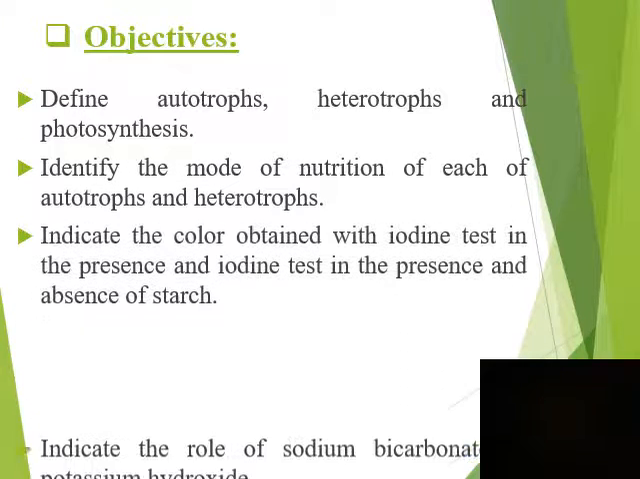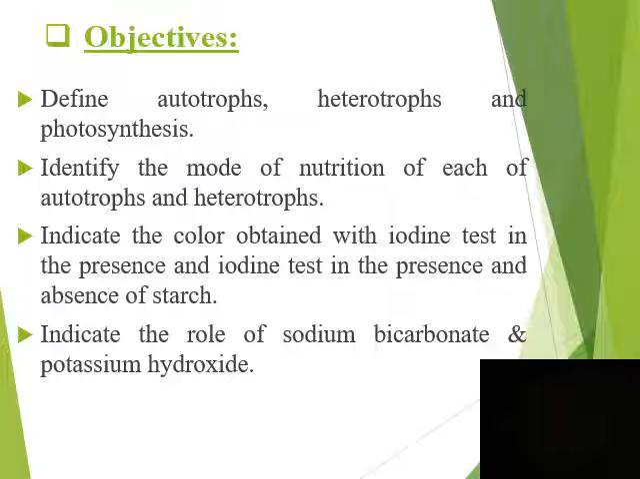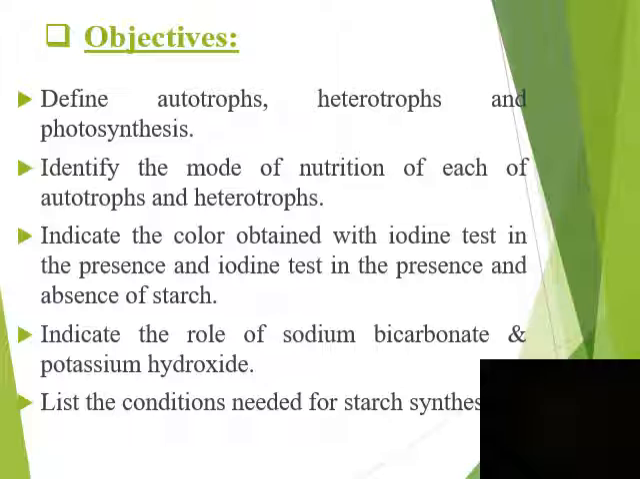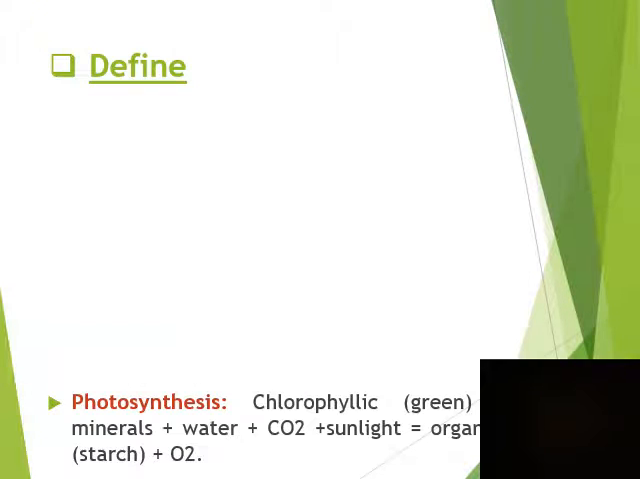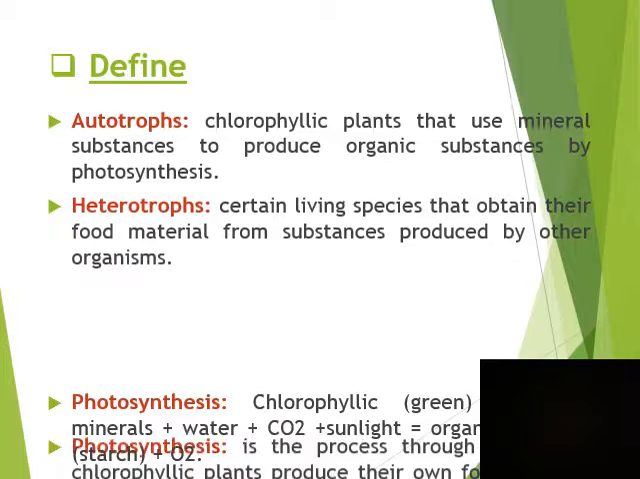The objectives for these two activities are: we are going to define autotrophs, heterotrophs, and photosynthesis, and identify the mode of nutrition of each of the autotrophs and the heterotrophs. We will indicate the color obtained with iodine test in the presence of starch and in its absence. And finally, we will indicate the role of sodium bicarbonate and potassium hydroxide, and we will be able to list the conditions needed for photosynthesis.